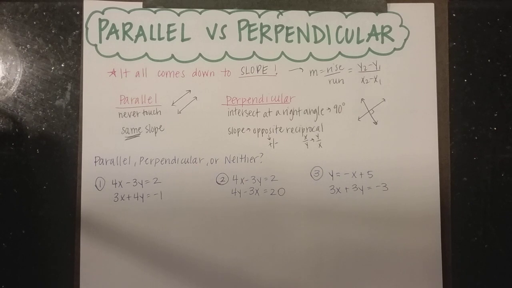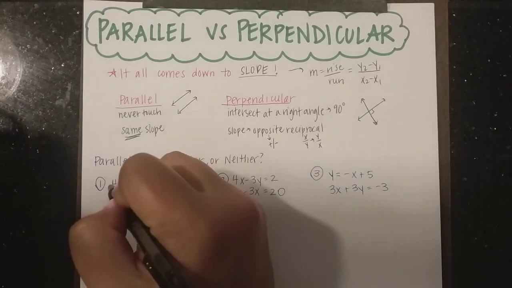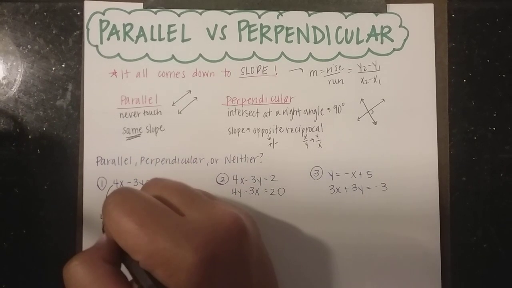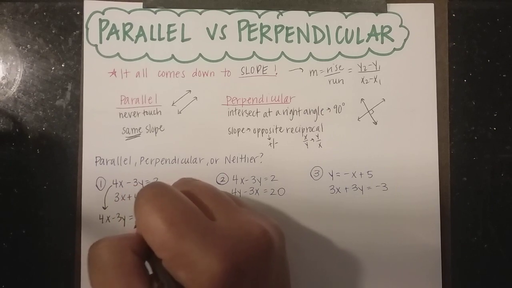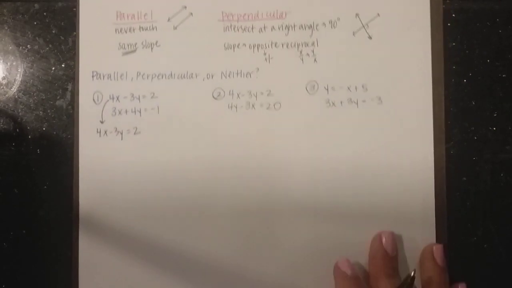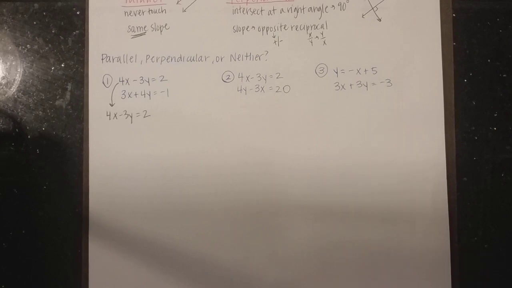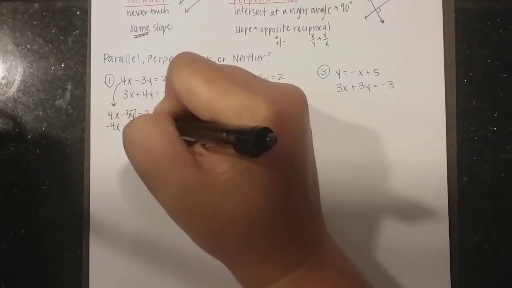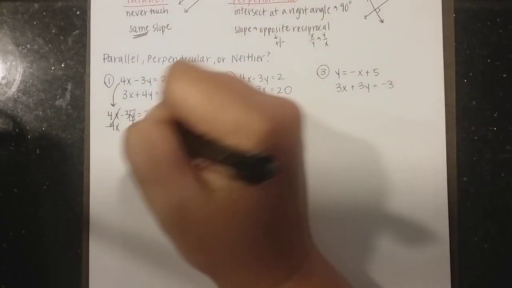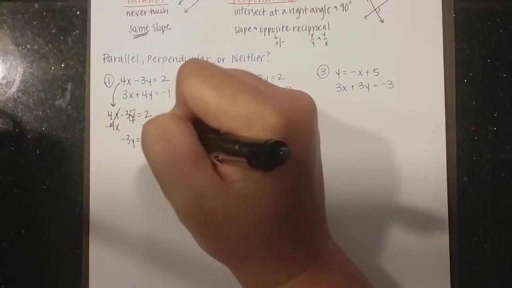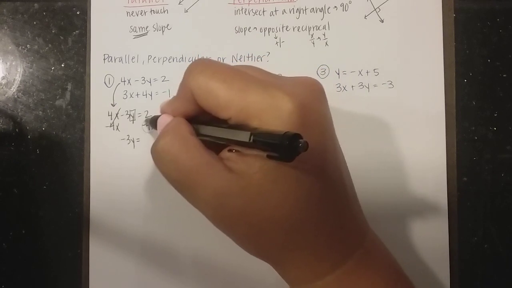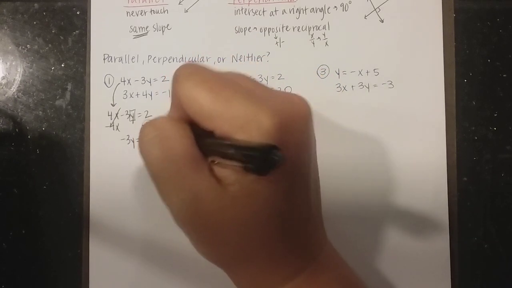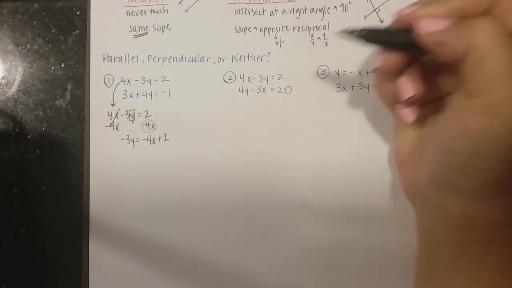So for the first one, both of these equations are in standard form. So we're going to put them in slope-intercept form so we can figure out what the slopes are. So I'm going to start with this first equation. 4x minus 3y equals 2. And I'm going to scooch up some so I have room. Okay, so I'm going to start by getting the y by itself. So I'm going to move the 4x over. So I have negative 3y equals, and I'm going to go ahead and put my 4x first. So I'm going to have a negative 4x and then a positive 2, so plus 2.